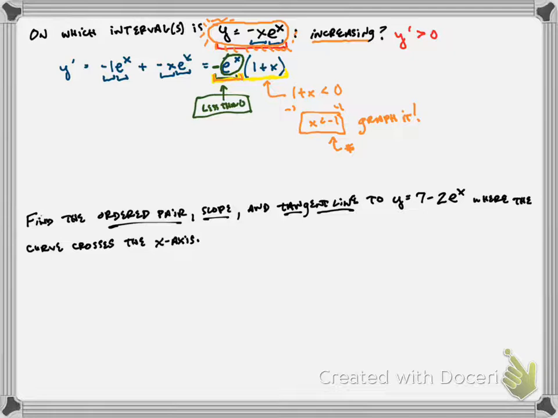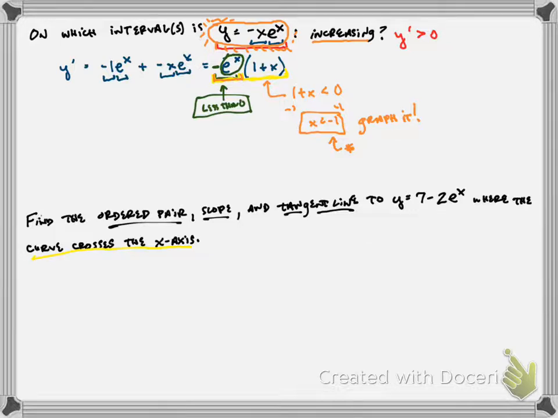All right, let's look at one more. I've decided we'll just do one more and we'll call it a day. Find the ordered pair, slope, and tangent line to y equals 7 minus 2e to the x where the curve crosses the x-axis. So I'm going to say pause it and graph it.